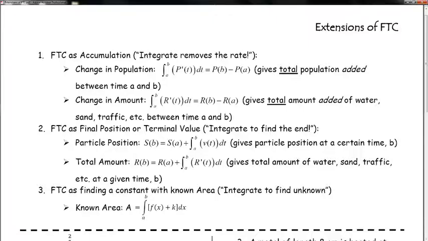Finally, they talk about finding a constant with a known area: integrate to find the unknown. You can use your known area, which is A, and then go back and solve for K. And I have several examples of these so you can see.